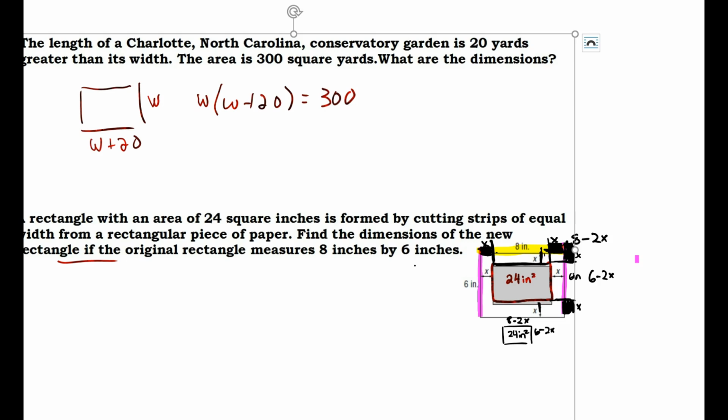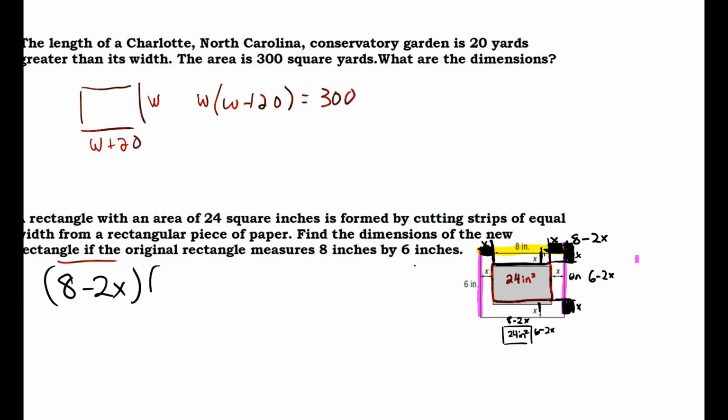So the area of the entire thing is now (8 minus 2x) times (6 minus 2x) is equal to 24. I'm writing too big because this is going to be a long problem. That is the area of this right here, because I cut out those 2 sides. I could let y'all do this, but I'm going to start y'all off.